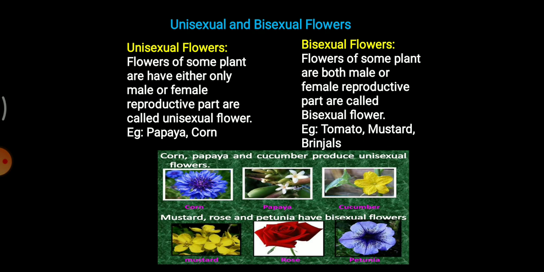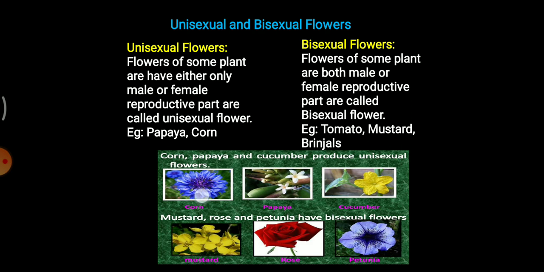So in short, unisexual flowers are those which have only one organ of a plant, that is, either the male or the female reproductive part, whereas bisexual flowers have both male and female reproductive organs. Examples of bisexual flowers are tomato, mustard and brinjal, whereas examples of unisexual flowers are papaya and corn.